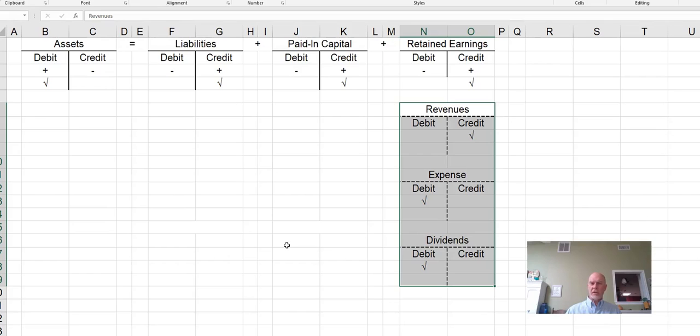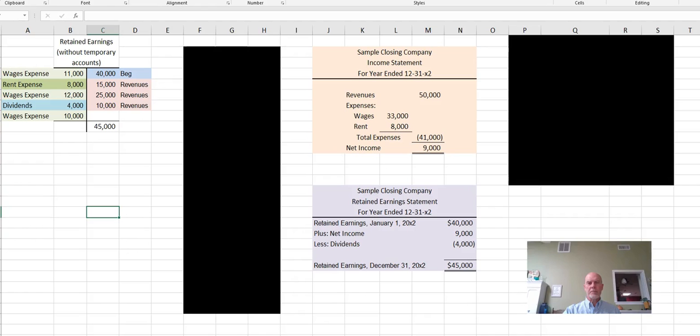But after we make the financial statements, then we're through with those temporary accounts, and we want to move all of this information that really represents pluses and minuses to retained earnings. We want to move all that information back up here. Let me give you an illustration of that.